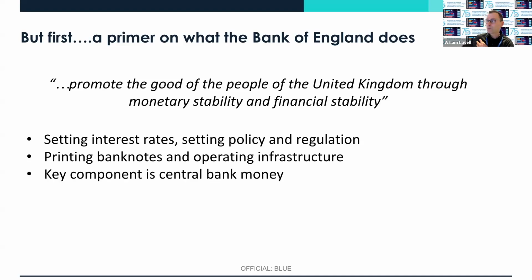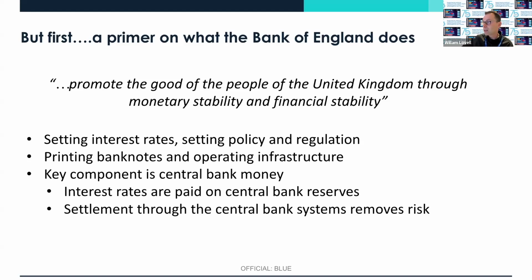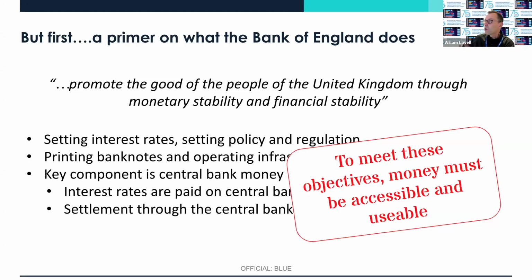But a key component to being able to do this is central bank money, either in the form of printed banknotes or in reserves that banks use. And the digital pound will be a new form of central bank money. Interest rates are paid on central bank reserves. Settlement between banks happens through central bank money to remove risk. And to meet those objectives, money has to be accessible and usable.